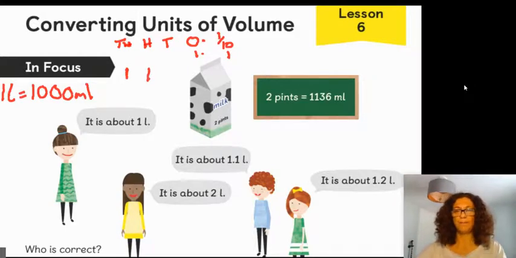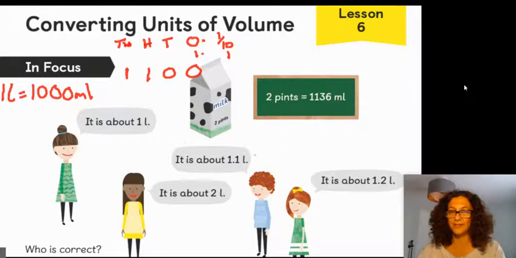But we have a problem. What do we need to put in our tens and our ones column? Yes, you are right. We have to put our place value holders. So now 1.1 litres is the same as 1,100 millilitres. So let's put that in here. Equals 1,100 millilitres.